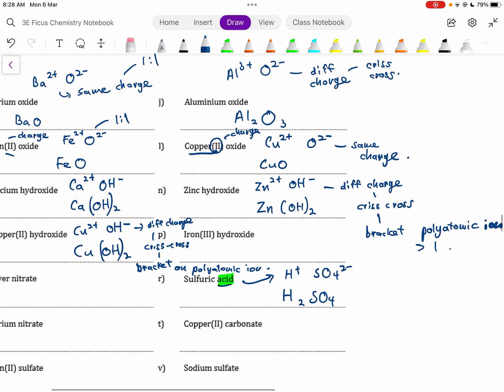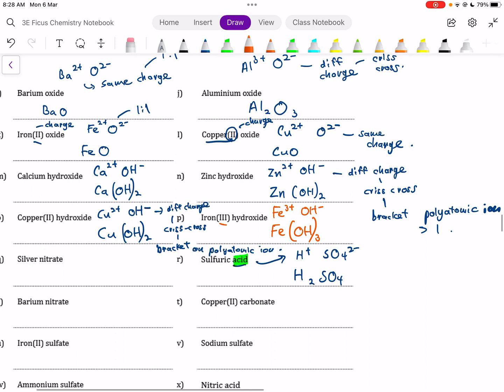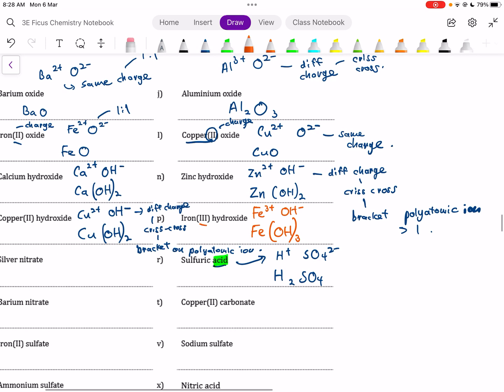Next one is iron(III) hydroxide. What is that? This one is your Fe3+. Hydroxide is the same as previously. So this one is Fe OH. I copy down first. Then the 3 comes here, but remember, it's more than one of them, so I need to put the bracket, because otherwise the meaning is different.